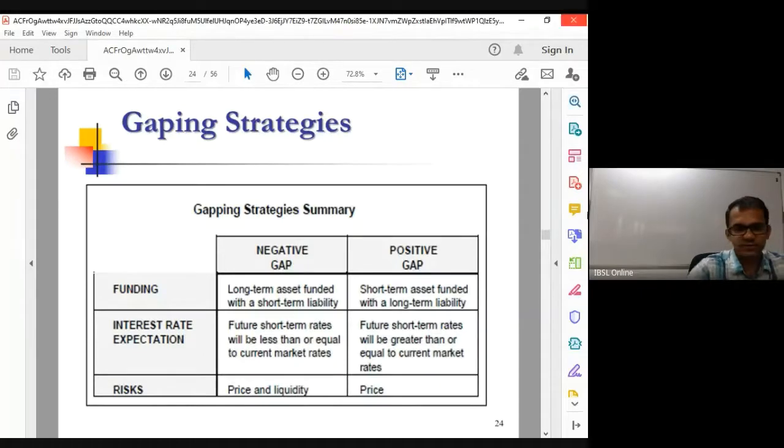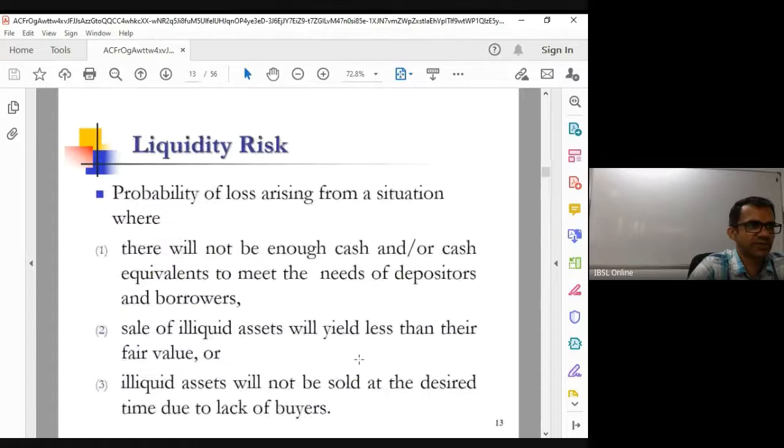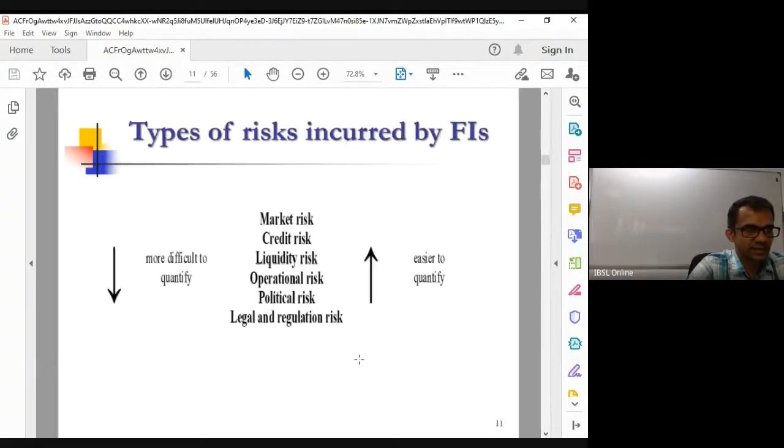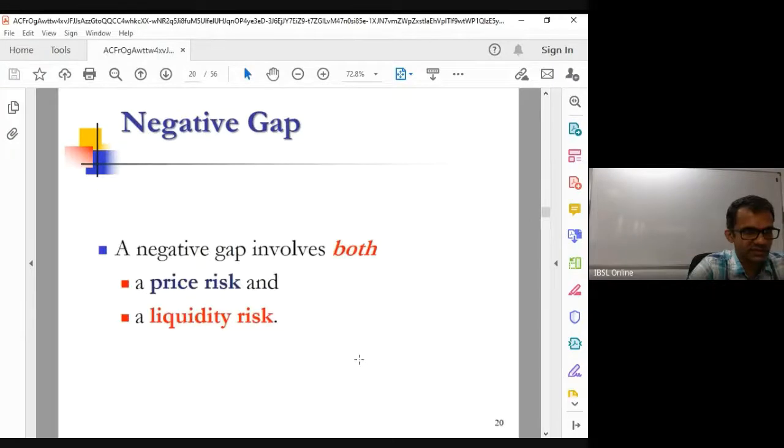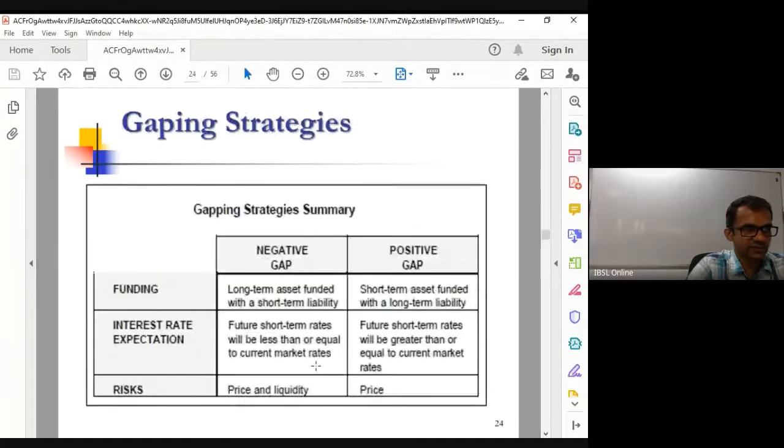Then we discussed liquidity risk, and I'm not going to discuss more than what we discussed, because in the ALM we also discussed liquidity and the preparation of gap reports and all those things. Is it correct?